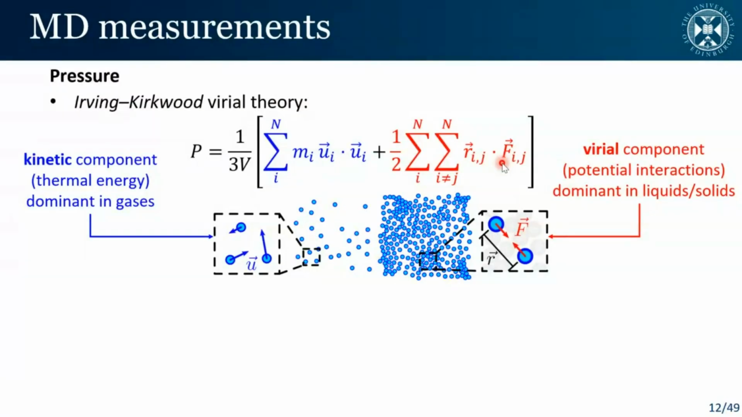And then we also have this virial component, and this captures the interactive forces such as from the Lennard-Jones and Coulombic potential, but not just the collisions. They capture the short-range attractions as well. And because of that, they become more dominant in dense media such as liquids and solids.